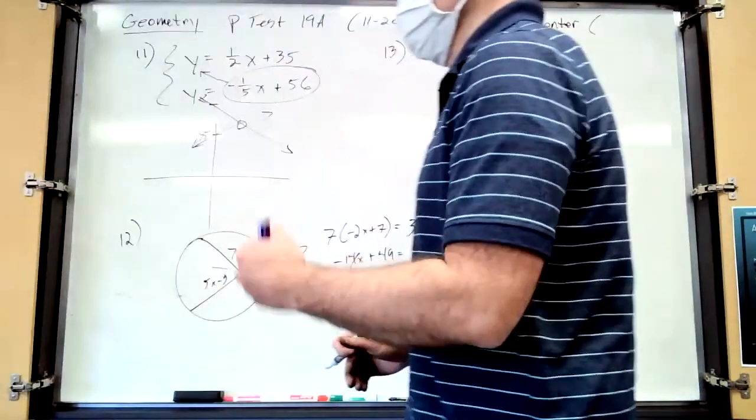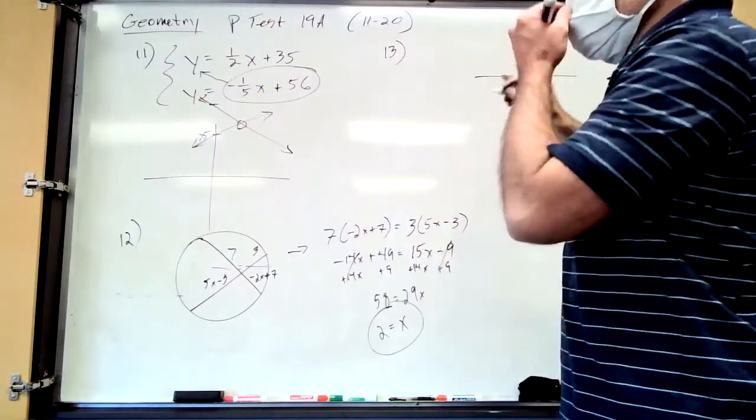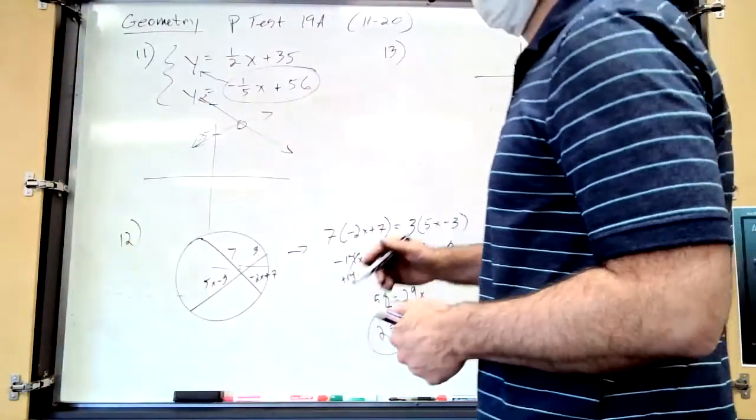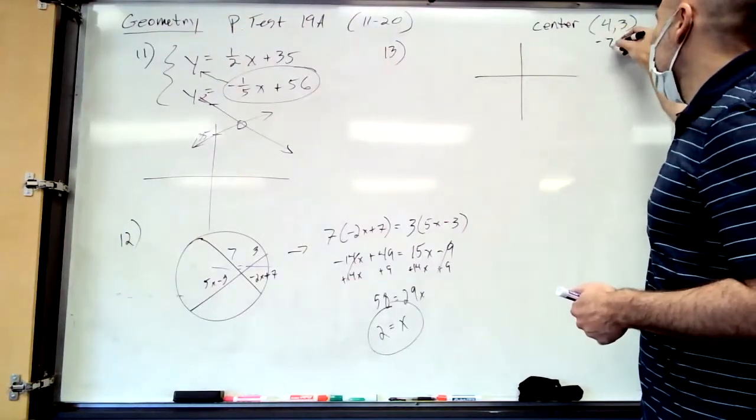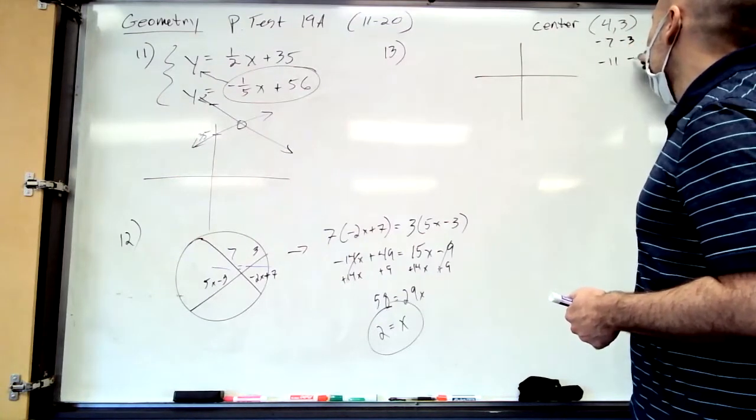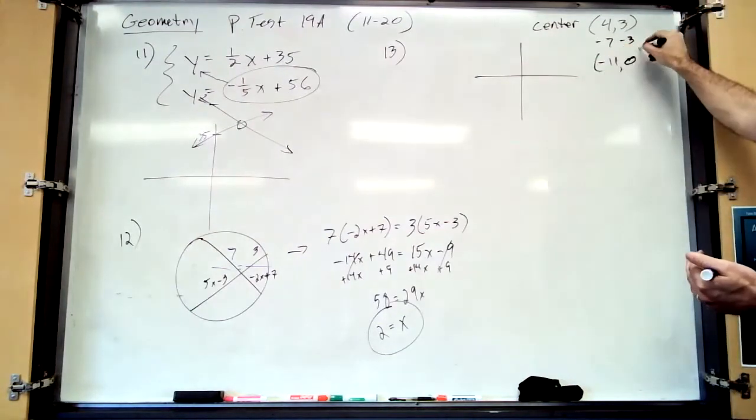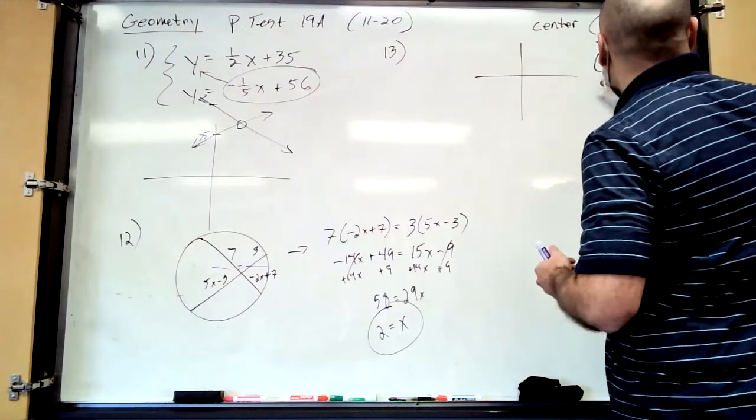So if it's minus 4, minus 3, then the center is 4 comma 3. Okay? And the radius is 3, right? Because it's a radius squared. But it's being translated 7 units to the left and 3 units down. So minus 7, minus 3. So that's negative 11, and then 0. Okay? No, negative 3 comma 0.